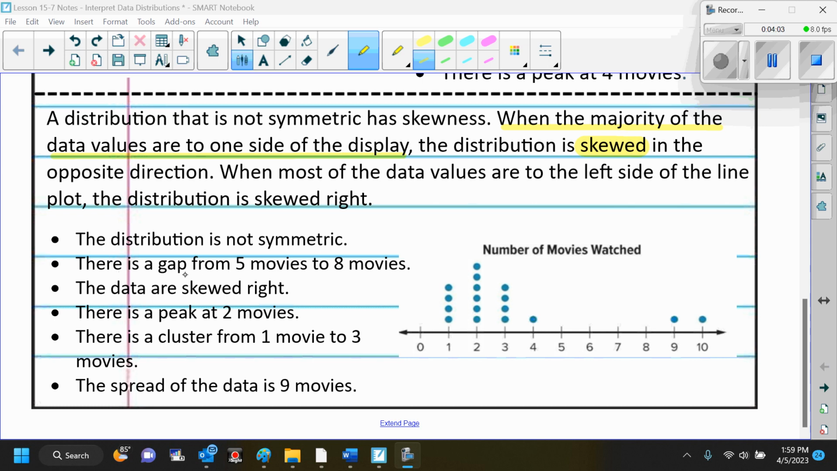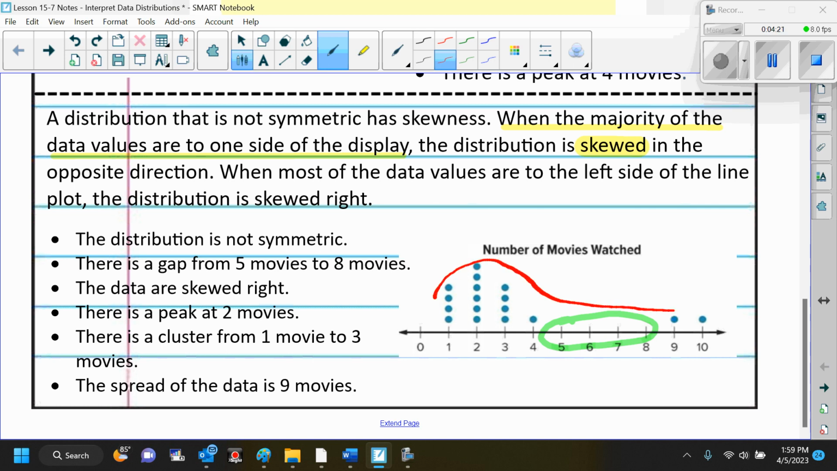There is a gap from 5 to 8 movies. Here there's a gap right in here from 5 to 8 because there's no dots. The data are skewed right, because most of the data is over here on the left. So it's skewed right. It's kind of opposite of what you would think. Or you can say it trails off to the right.